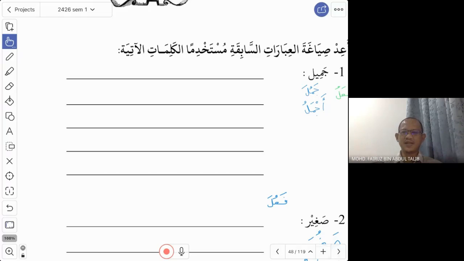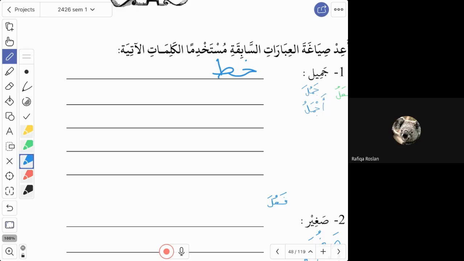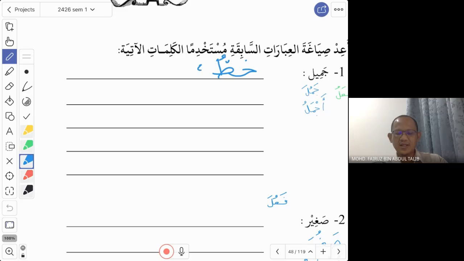So how do you say that? The word is khat, khata. It means the writing or the calligraphy. His writing. So how do you say that? Maybe we can say khattu. Okay, give me a name. Whose khat? Ali. Khattu Ali.